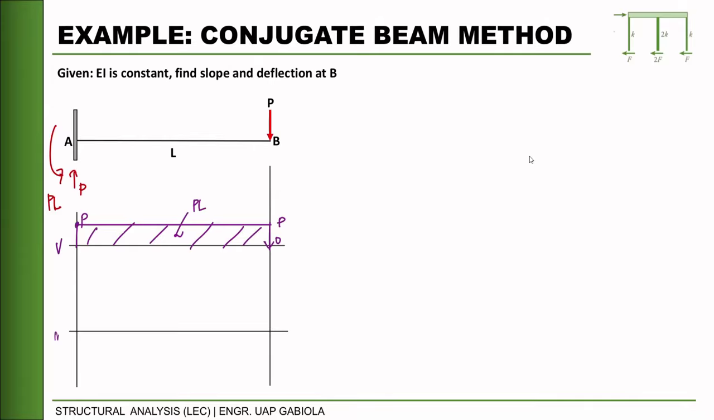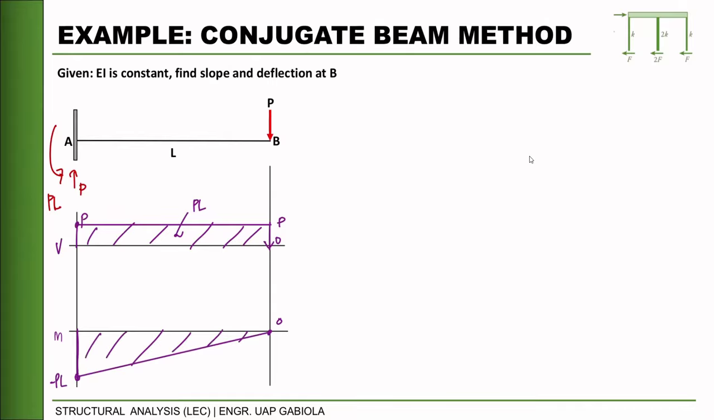For the moment, at first we will be having a counterclockwise moment, so that is going downwards, so negative PL, and then add the area of the shear diagram. So negative PL plus PL will yield zero. From a first degree curve, we get a linear, straight line. And this is its area.